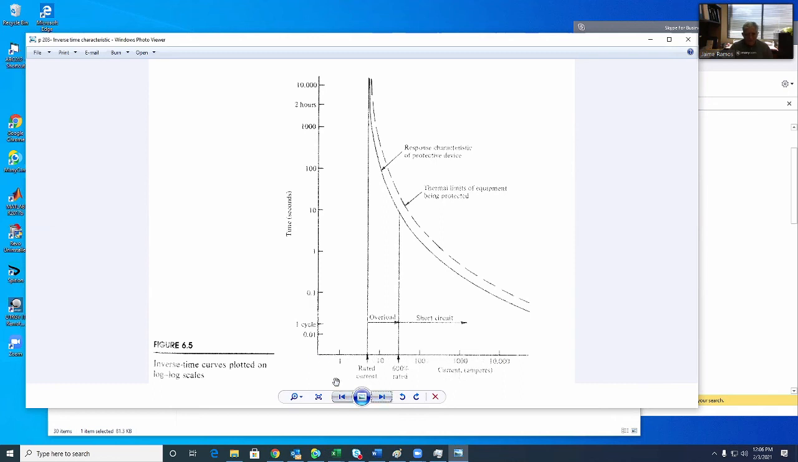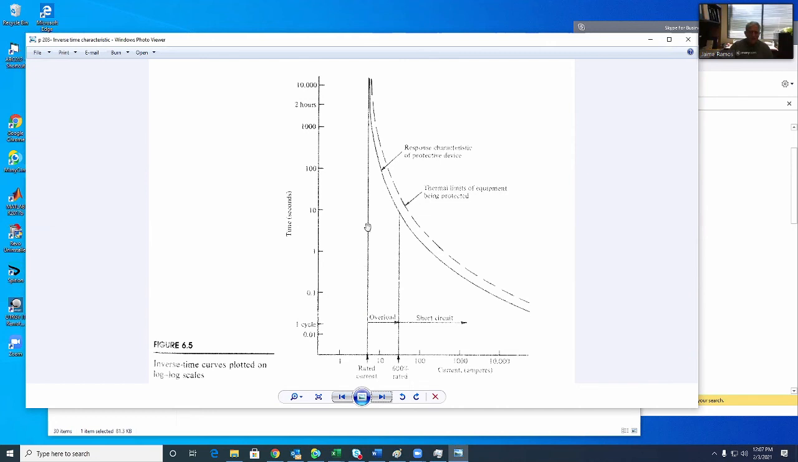So then let's look at current. Current is rated in log. So both have log scales and current in amperes. So 1 amp, 10 amps, 100. And then the first vertical line is the rated current. So this device is rated, let's say, for 5 amps.